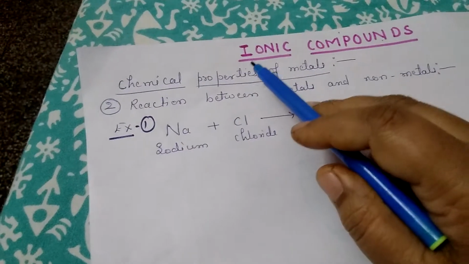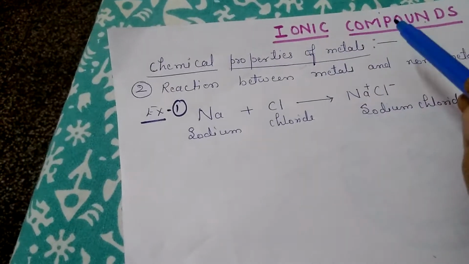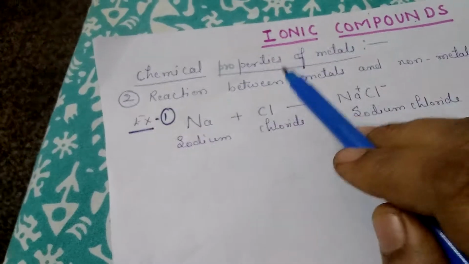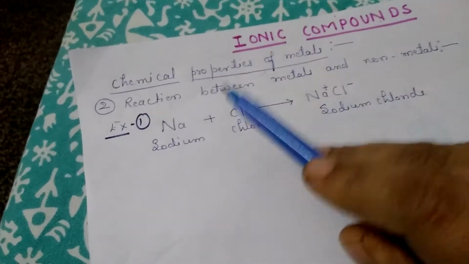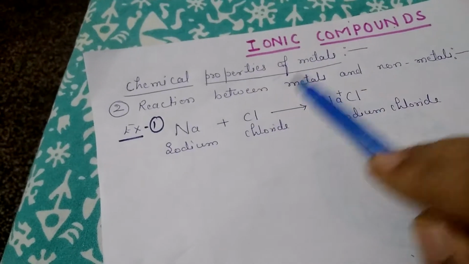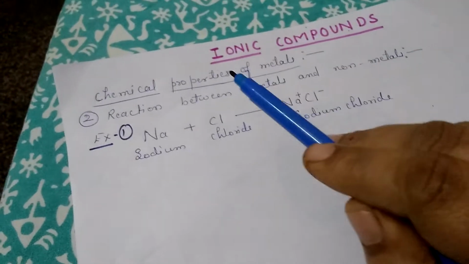Hello students, today we will study ionic compounds. Ionic compounds come under the topic chemical properties of metals. In chemical properties of metals, the first point is burning of metals, which I have already given in the notes on my blog.